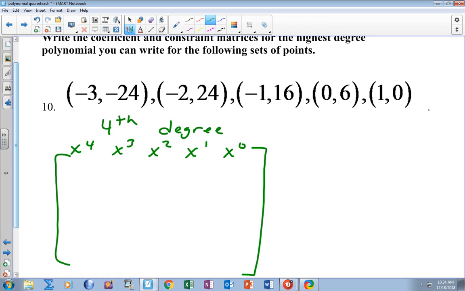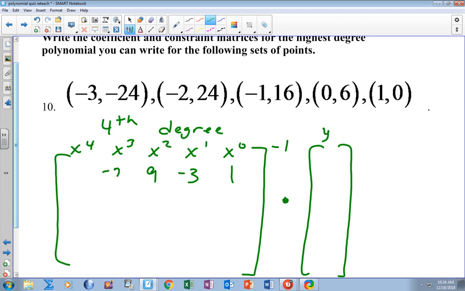And then we're going to go through and remember, we're going to raise it to the -1 and multiply that by our constraints, our y values, right? So our y values are going here and our x's are going over here. So we take the first point through. We have -3. So -3 to the first power is -3, then 9, -27, and 81, right? And then our y value is -24.